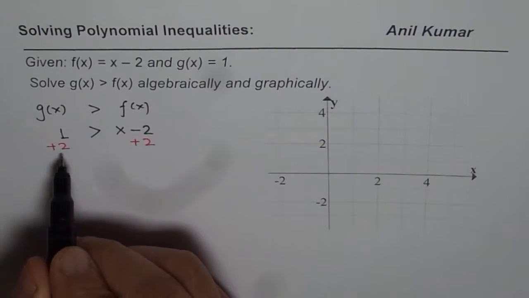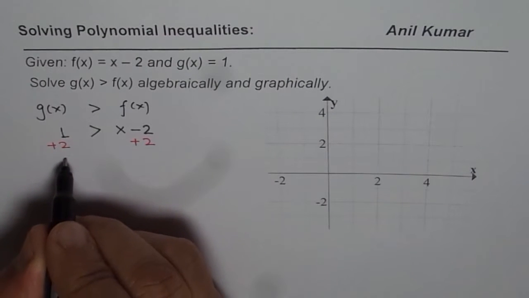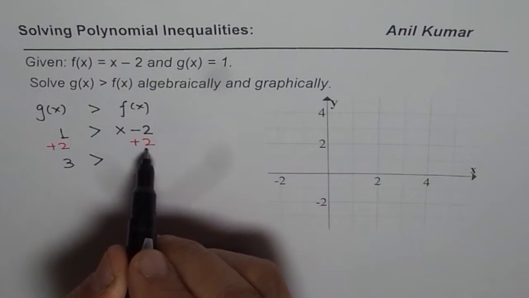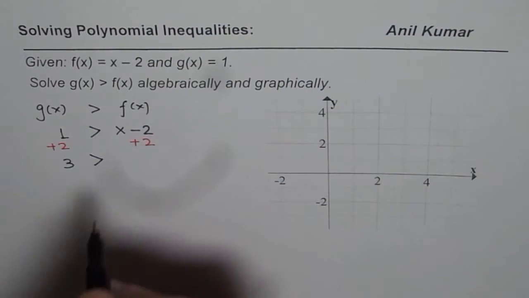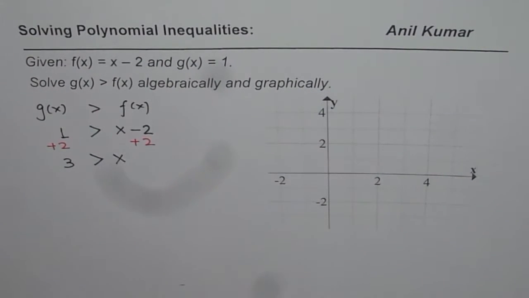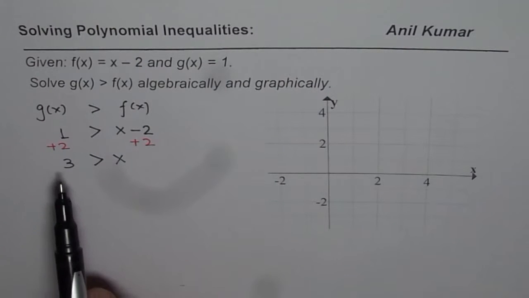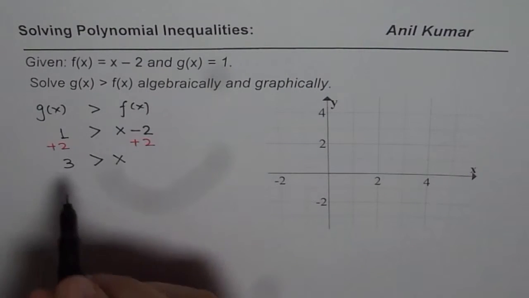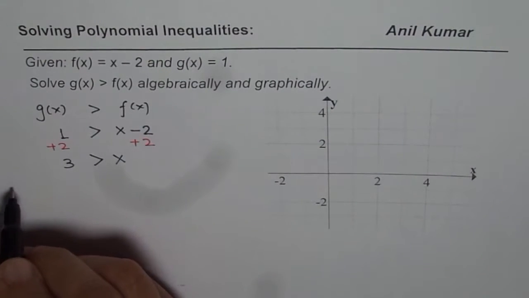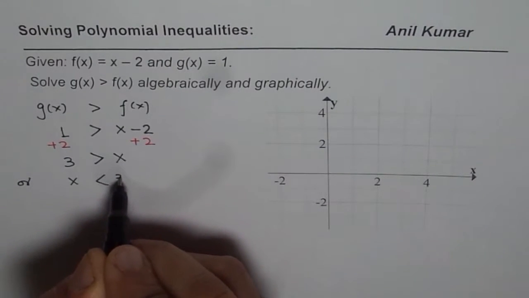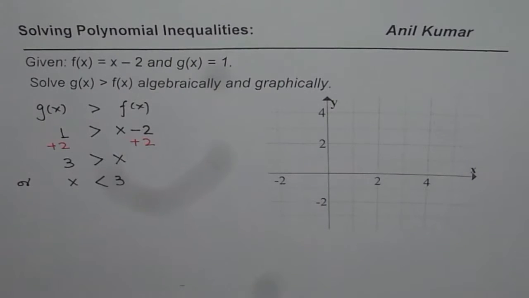So when I add 2 to 1, it becomes 3. So we have 3 is greater than x - 2 + 2 is x, right? -2 + 2 is 0. So we have isolated x on the right side. And we are saying that g(x) is greater than f(x) when 3 is greater than x, right? 3 is greater than x is same as, or we can say x is less than 3. So that is what the solution is, and this is the algebraic solution.